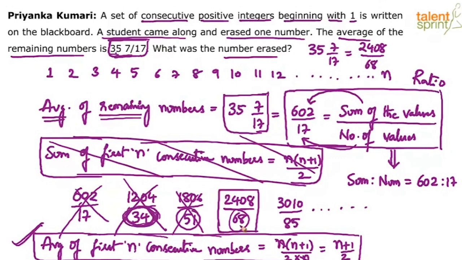You're getting it? Now you can do a quick verification. You can try 85. If you go, you will know that 85 will not be the value, because if you consider the remaining numbers to be 85, there were totally 86 numbers. The average of 86 numbers is how much? 86 plus 1, 87 by 2. 87 by 2 is how much?